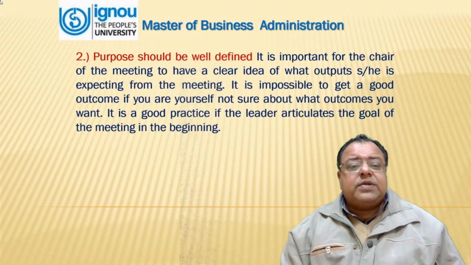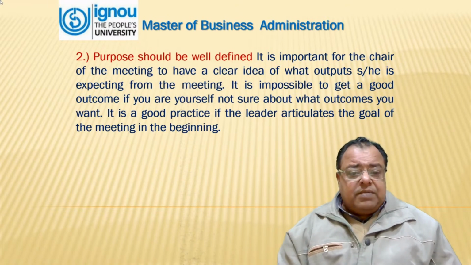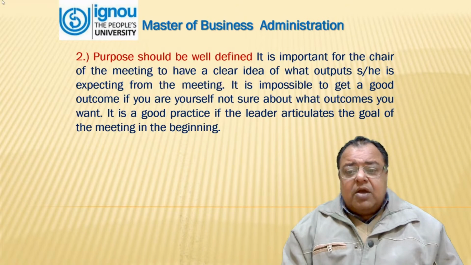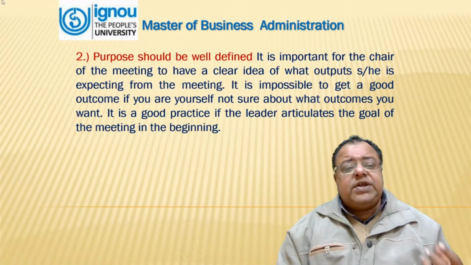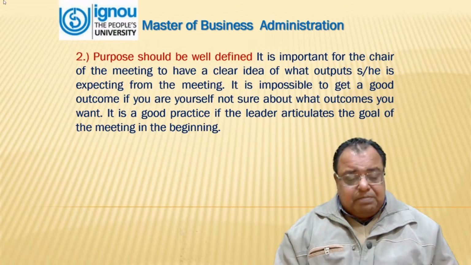Second one is purpose should be well defined. It is important for the chair of the meeting to have a clear idea of what outputs he or she is expecting from the meeting. It is impossible to get a good outcome if you are yourself not sure about what outcomes you want. It is a good practice if the leader articulates the goal of the meeting in the beginning.